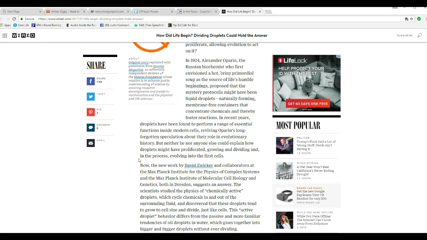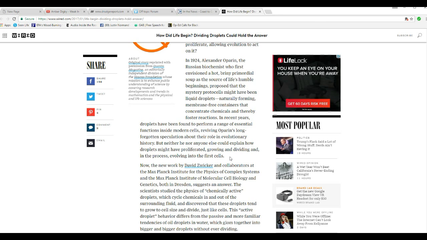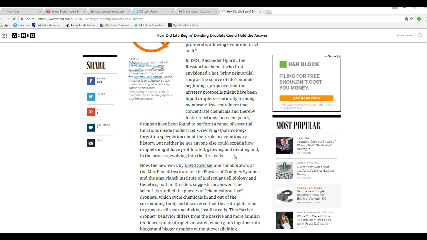In recent years, droplets have been found to perform a large range of essential functions inside modern cells, reviving Oparin's long forgotten speculation about their role in evolutionary history. No, they didn't forget it. They dragged it out, like a cat dragging out an old rat carcass. But neither he nor anyone else could explain how droplets might have proliferated, growing, dividing, and in the process evolving into the first cells.